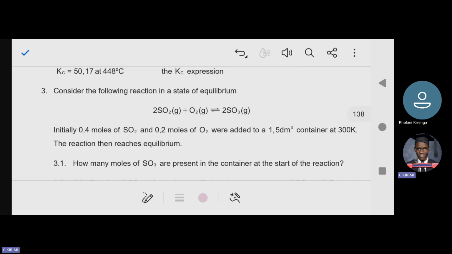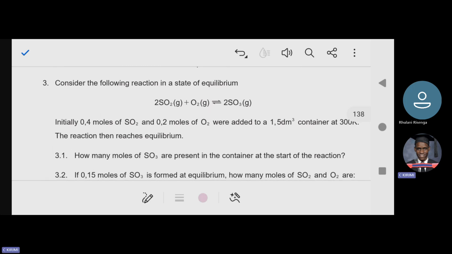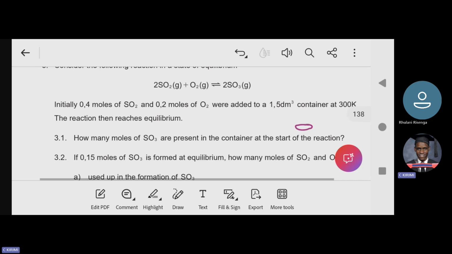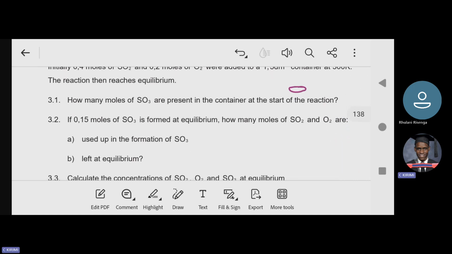So initially there is 0 then. Okay, so 0 moles. And then the second one. Let's go for the second, 3.2.